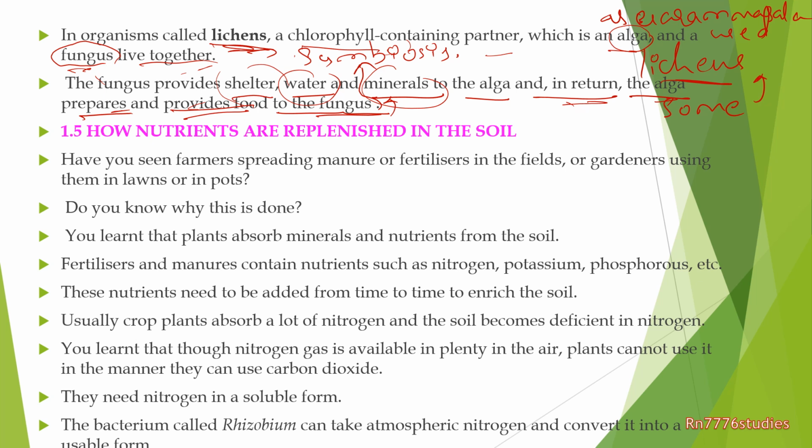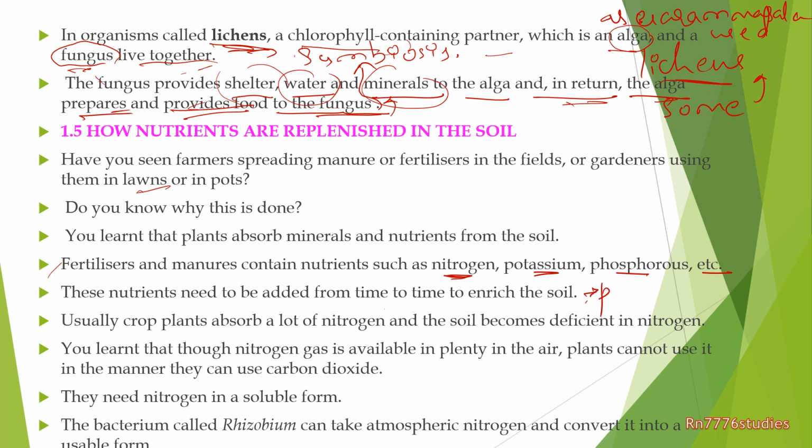Next, how nutrients are replenished in the soil. Have you seen farmers spreading manure or fertilizers in the fields, or gardeners using them in the lawns? Do you know why this is done? Yes, let us see how. You learned that plants absorb minerals and nutrients from the soil previously. Fertilizers and manures contain nutrients such as nitrogen, as I said before, potassium, phosphorus, etc. These nutrients need to be added from time to time to enrich the soil.